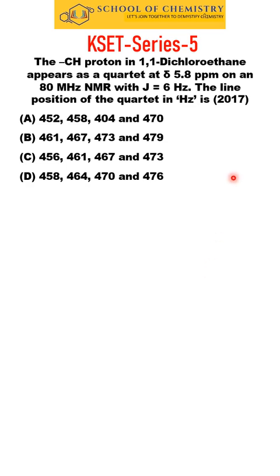This is an interesting question from KSET 2017 examination, where they have asked you to calculate the peak positions in hertz. What they have given is, the CH proton of 1,1-dichloroethane appears as a quartet at 5.8 ppm. So they have given the peak position on the delta scale, and the value is given to be 5.8 ppm. And now they have given the value of coupling constant J as 6 Hz, and the operating frequency of 80 megahertz, and they have asked for the quartet positions in terms of hertz.